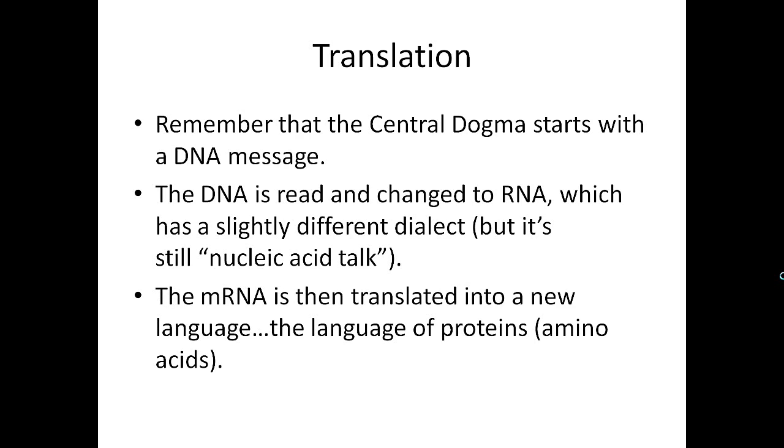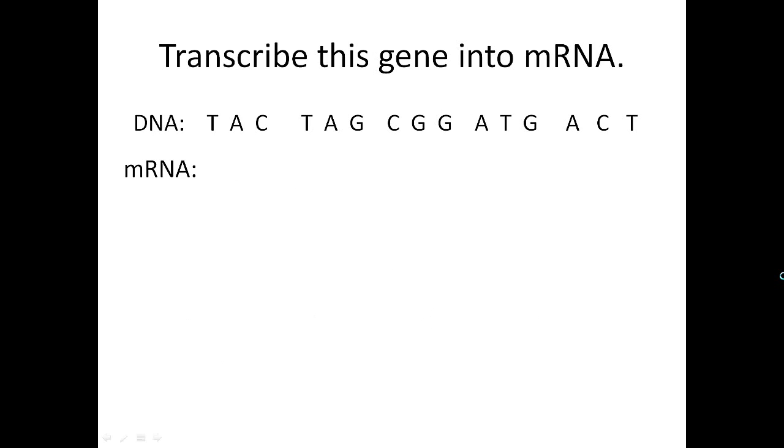The mRNA is then translated into a completely new language out in the cytoplasm, the language of proteins, amino acids. It would be like going from English to British, and then from British to Spanish. Here we have the sequence of DNA, TAC, TAG, CGG, ATG, ACT. What is the mRNA going to look like? We're in RNA now, so there's no T's.